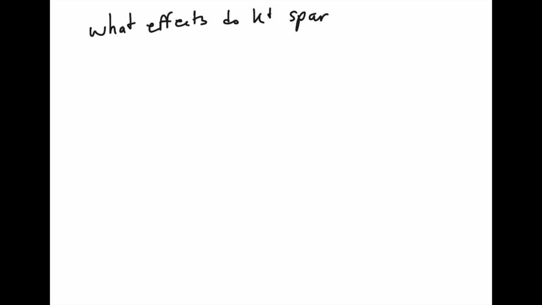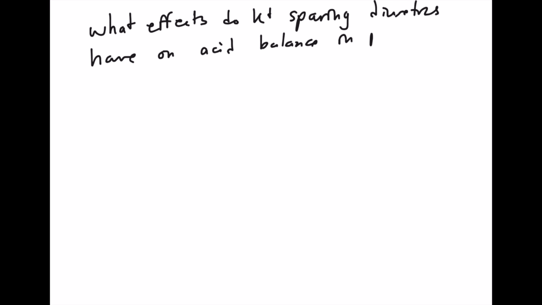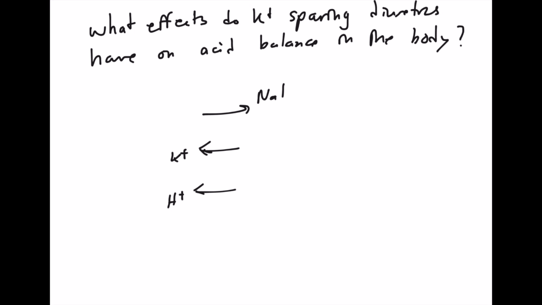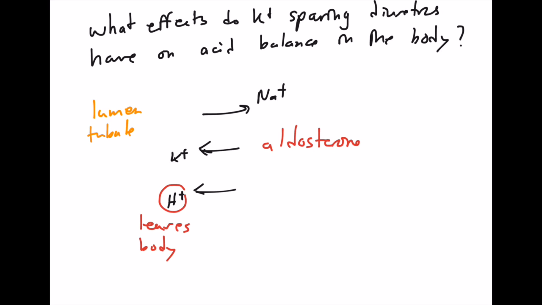Okay, so what effects do potassium-sparing diuretics have on acid-base balance in the body? So how can we first start thinking about this? Let's go back to aldosterone's main effects in the cortical collecting tubule. Remember that we said that aldosterone's effects are to secrete potassium and to secrete hydrogen ions into the lumen of the tubule and to reabsorb sodium. So you're going to have a push of potassium and a push of hydrogen into the tubule, and a drawing in of sodium back into the body.